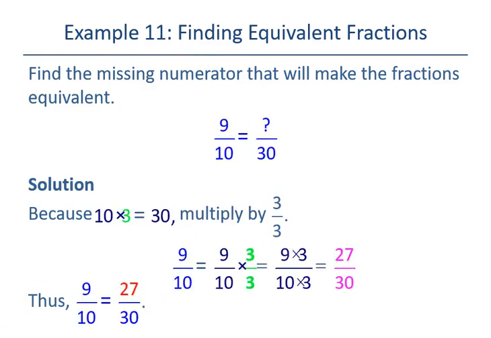Okay, same thing over here. We'll look at this one. Find the missing numerator that will make the fractions equivalent. I've got 9 over 10 equals something over 30. Well, notice here, because 10 times 3 equals 30, then we're going to multiply everything by 3 over 3. And that's exactly what they're showing us here. This 9 over 10 is an equivalent fraction to 27 over 30, because we just multiplied everything by 3.